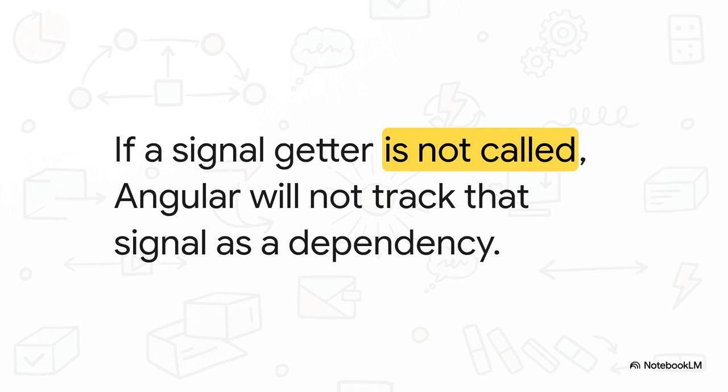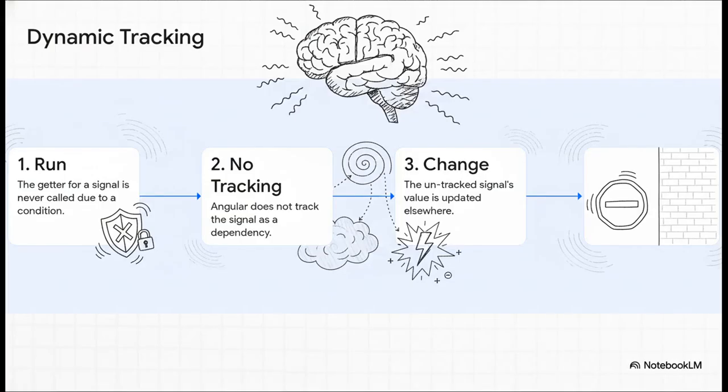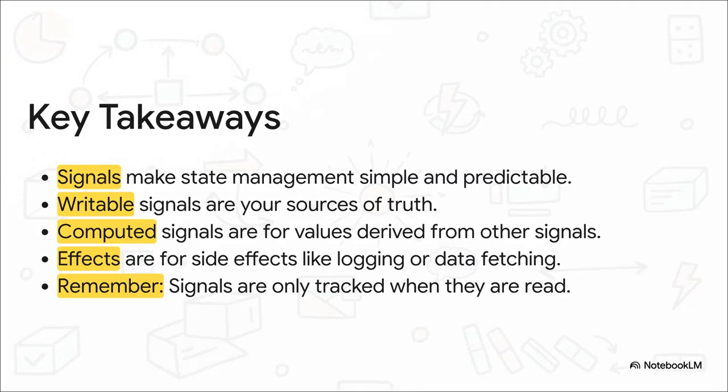This leads to this amazing feature called dynamic tracking. For instance, look at this code. We've got a signal getter tucked away inside an if block. So what happens if that condition starts out as false? Let's walk through it. The code runs, but since the if condition is false, the signal's getter is never actually called. That means Angular doesn't track it as a dependency. So later on, when that signal's value changes somewhere else in the app, nothing happens. The computed value doesn't update. It will only start tracking and reacting once that condition becomes true and its value is finally read. It's incredibly efficient.